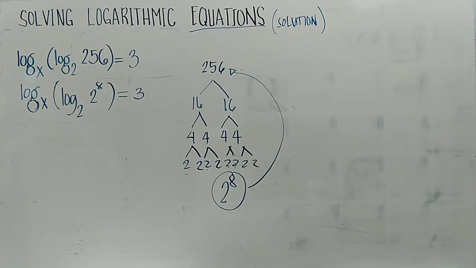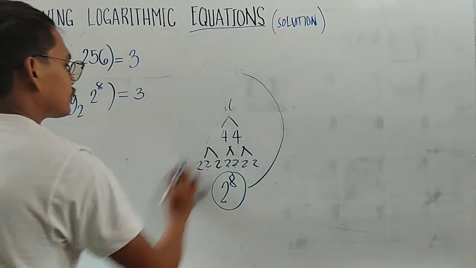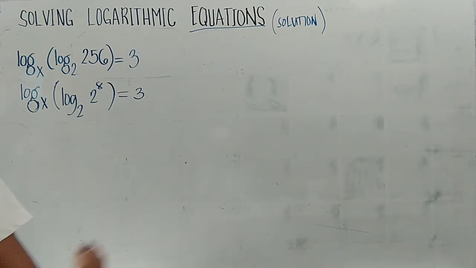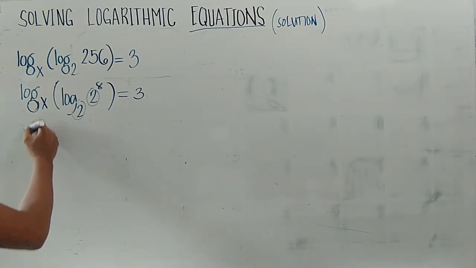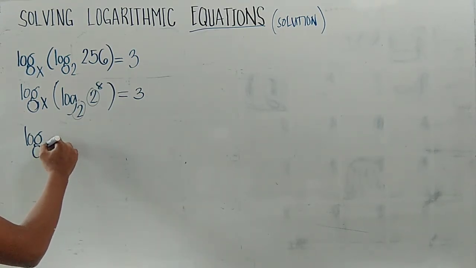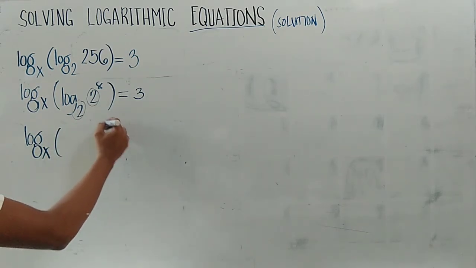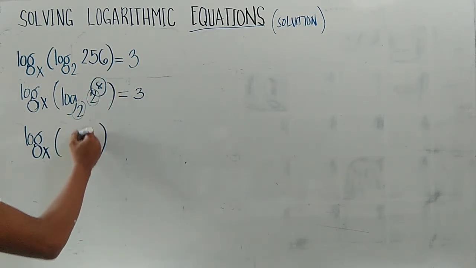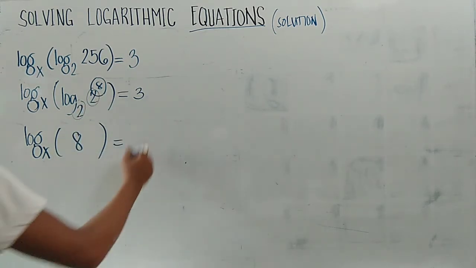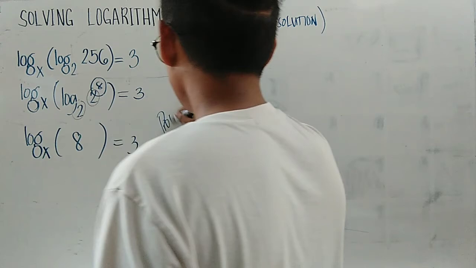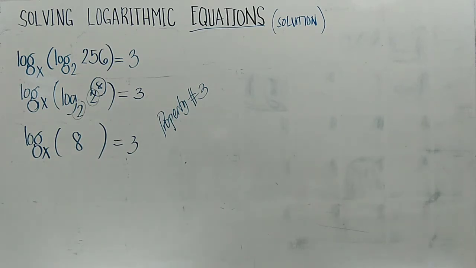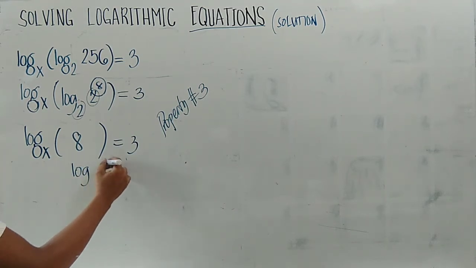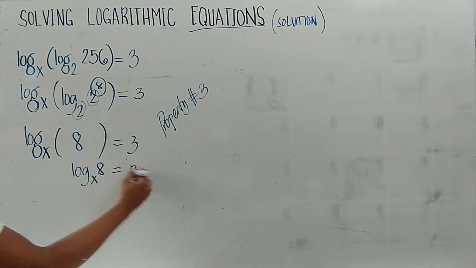Using property number 3, because the bases are equal, the answer is the exponent. So the exponent is 8. And that is property number 3 from the properties of logarithms. Now let us simplify: log base x of 8 equals 3.